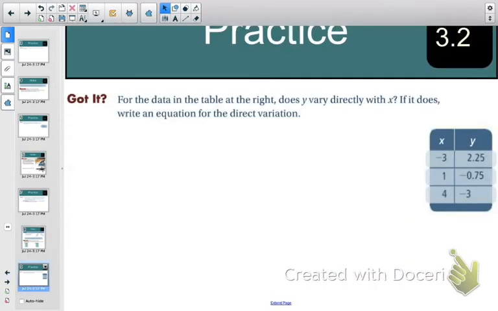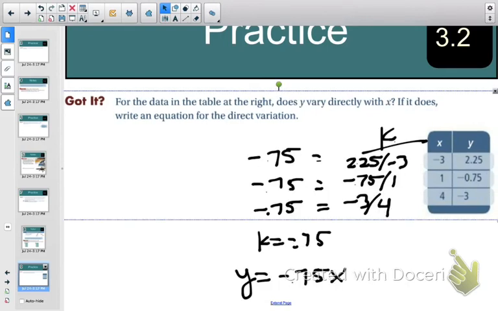Okay, and last one, I'm going to let you guys go ahead and try this. Pause this in 3, 2, 1, pause. Alright, so if you looked here, I kind of went backwards because I don't have room on the right, but y divided by x, all of these should give you negative 0.75. So our constant of variation is negative 0.75, and we get y equals negative 0.75x. That's our equation.